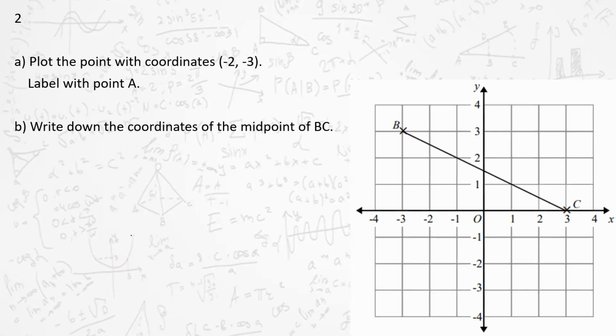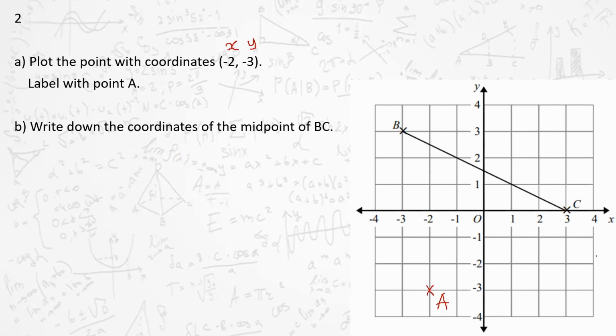Question 2. Plot the point with the coordinates minus 2, minus 3. Minus 2 is x, minus 3 is y. So minus 2 is here, minus 3 is going down, so this will be my point A.